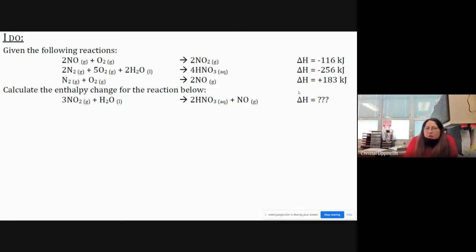So for example here, this is your target reaction. They're giving you these reactions to work with, and this is your target. You're trying to get to this. So we need to manipulate these in some way that everything will cancel out and all that's left is this stuff. So I want to end up with NO2 on this side, and I want an NO over here. So I'm going to take this guy and flip him around.